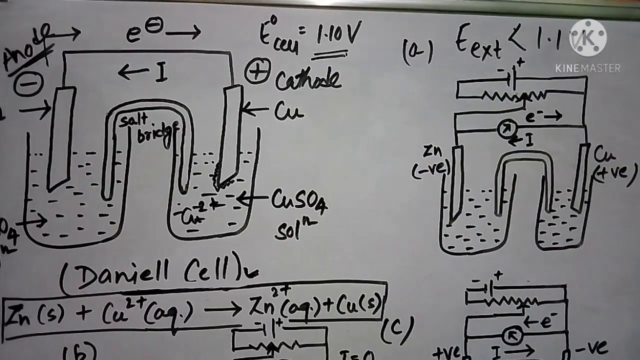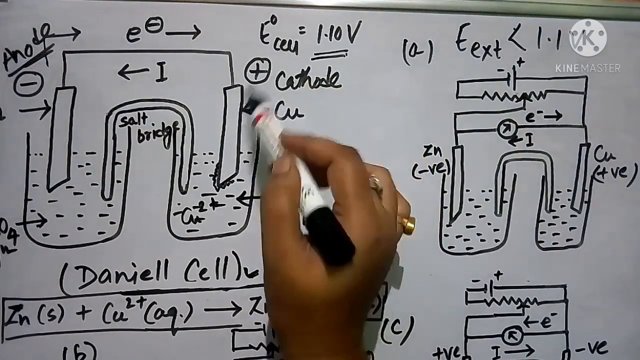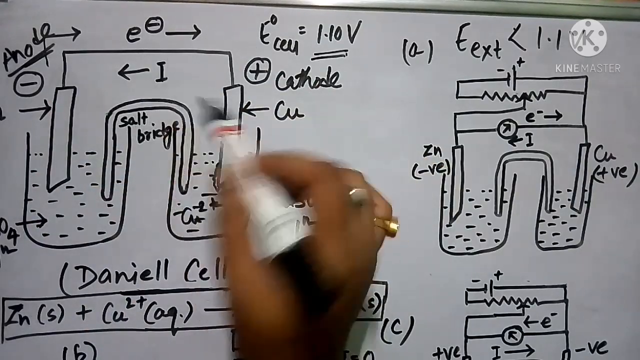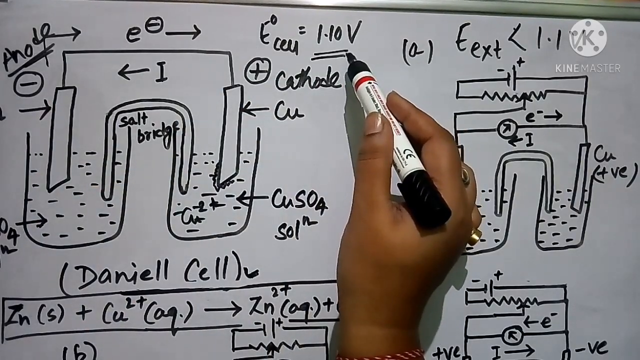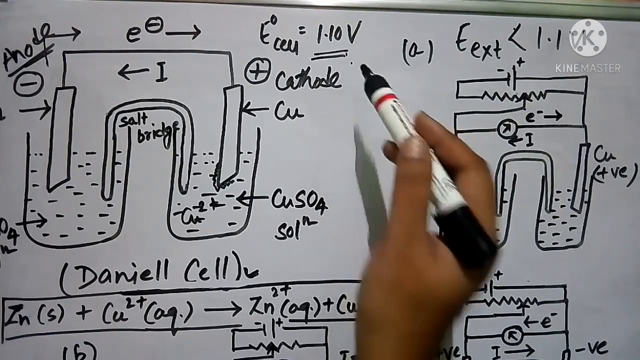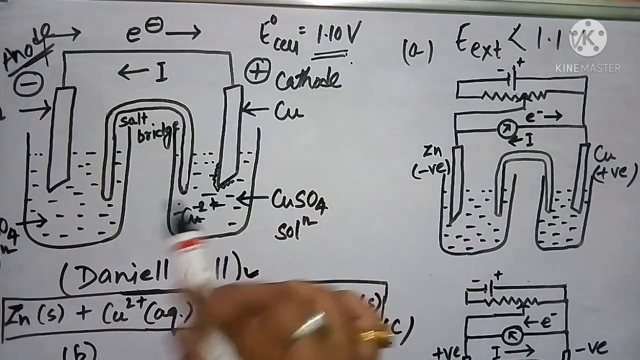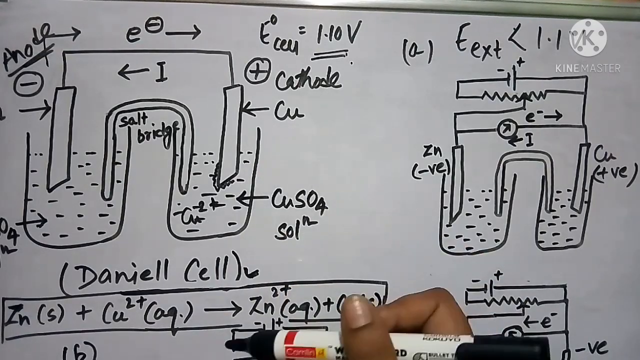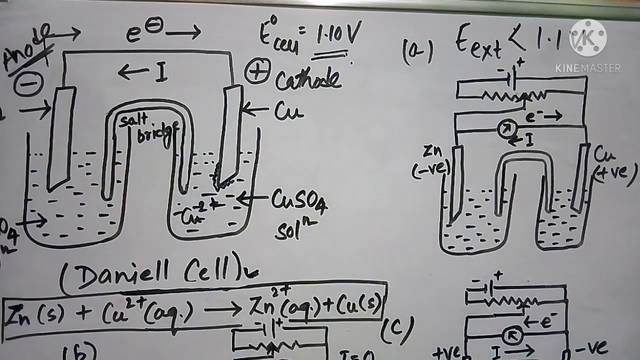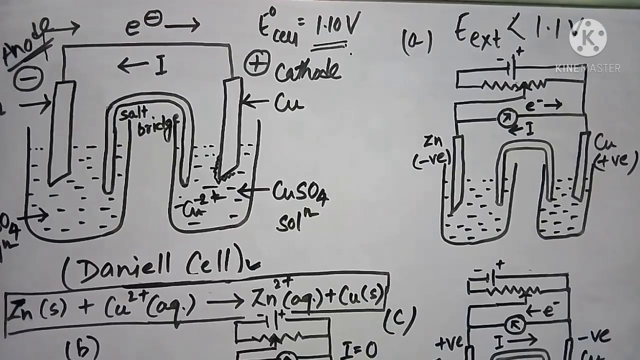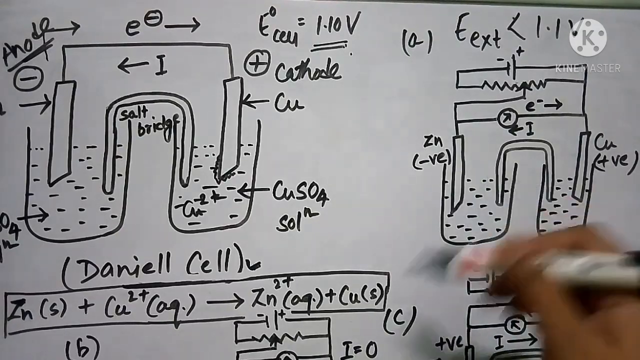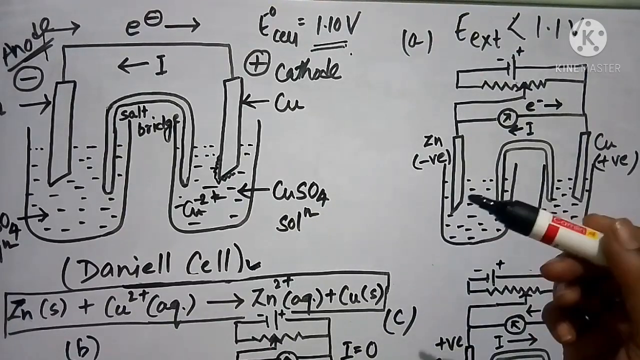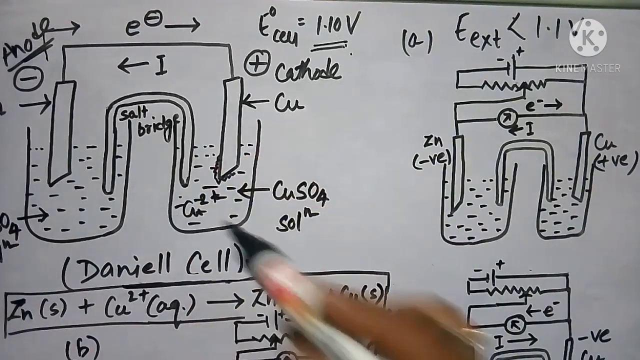Experimentally it is found that the electrical potential of this particular whole cell comes out to be 1.10 volt when we have taken the concentration of both the electrolytes equal to 1 molar. Now let us discuss what will happen if we put some extra opposite potential to this particular cell.